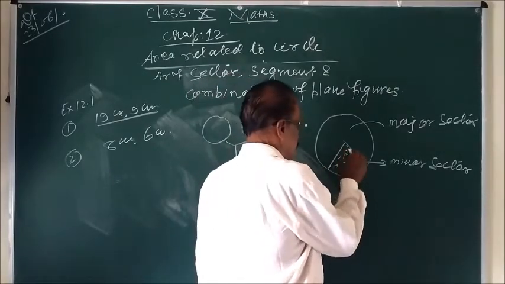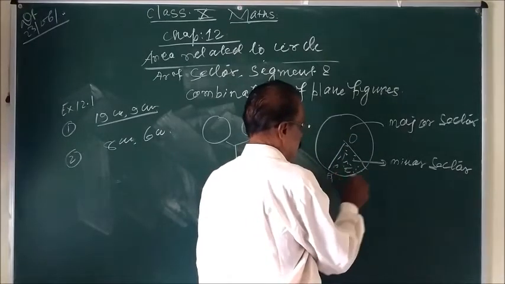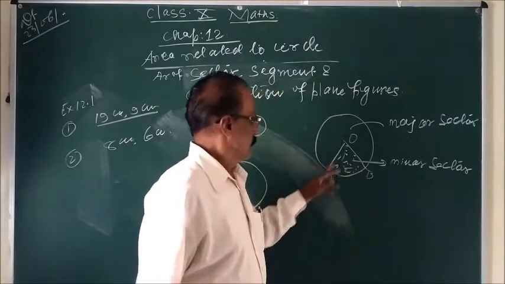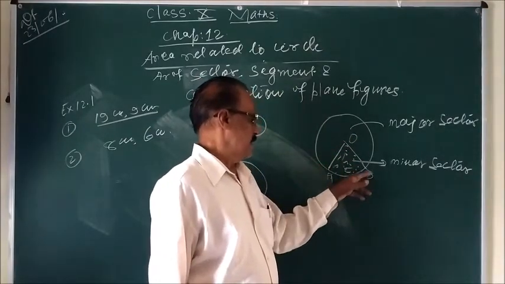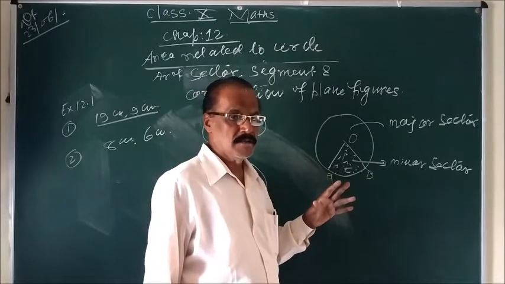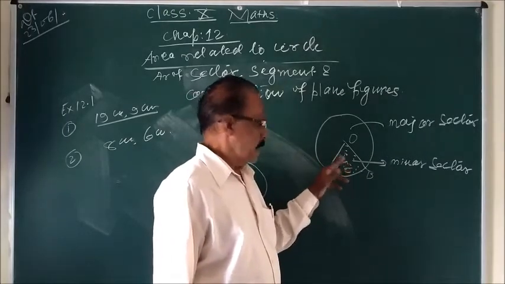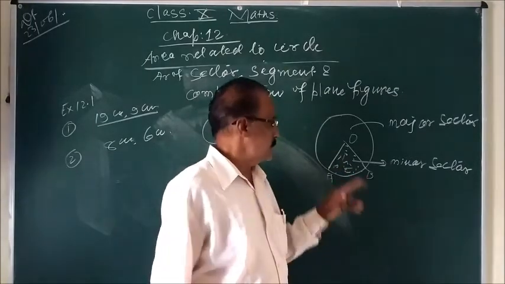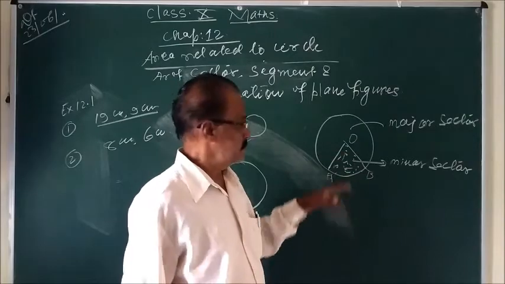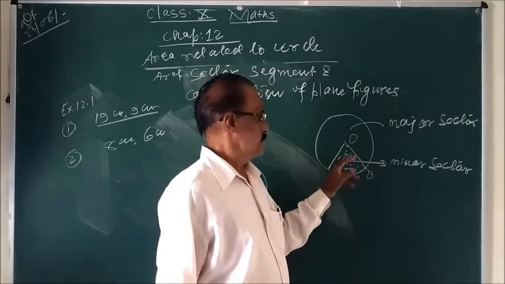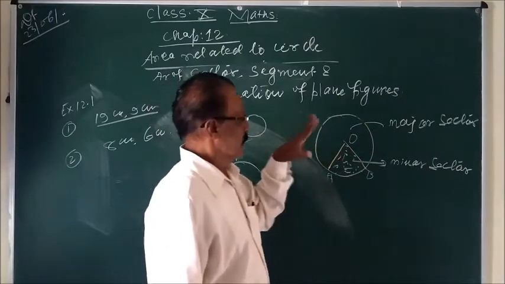Now you see, suppose this is a circle and OA and OB are radii of the circle. And AB is the arc. So this portion, the area enclosed by two radii and the corresponding arc, is called sector. This is minor sector and this will be major sector.